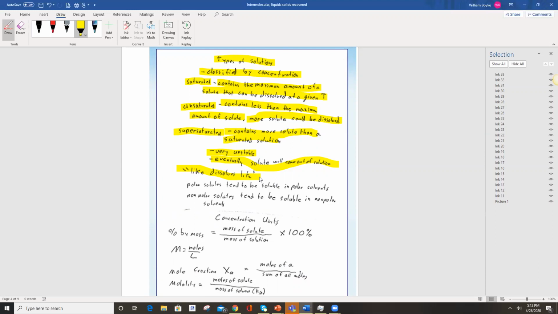And what it means is polar solutes tend to be soluble in polar solvents. Non-polar solutes tend to be soluble in non-polar solvents. That's the "like dissolves like" part. Things that are similar in polarity tend to dissolve in each other. Things that are not similar in polarity are not going to dissolve in each other.